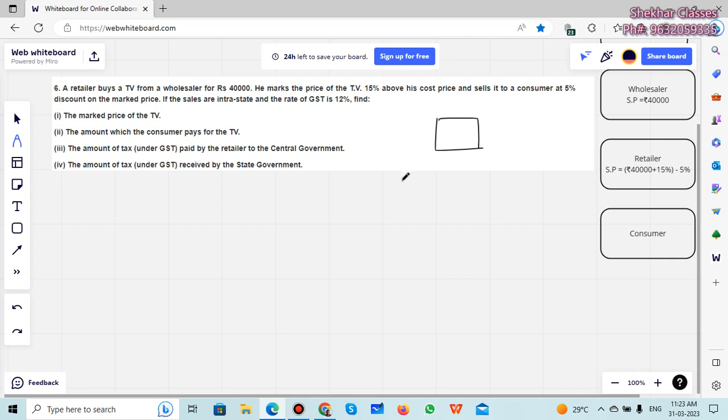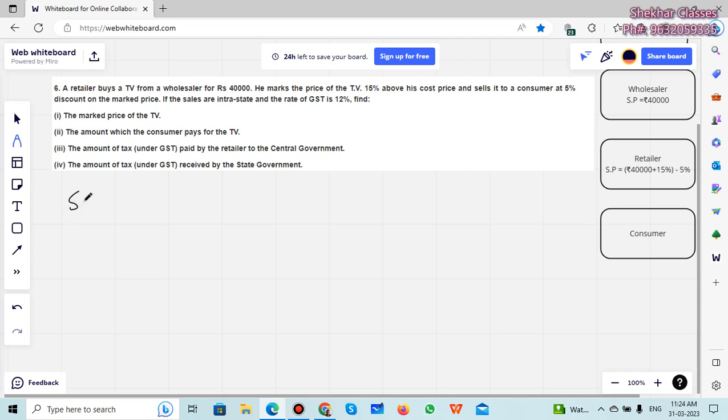Second thing, for the customer, he says, okay, the mark price is this much, I will give you a discount of 5% of that. So we need to subtract that 5% from the mark price, and that will become the selling price of the retailer, the price at which the consumer will buy. So first we have to calculate the mark price. The retailer got it for 40,000 and wanted to mark it 15% above that. So 15% of 40,000.